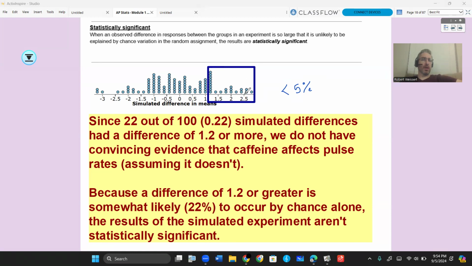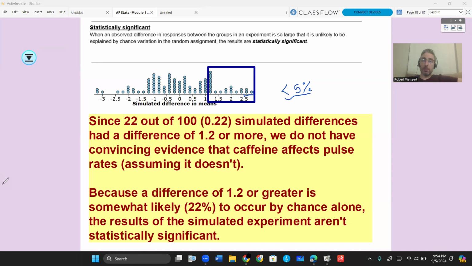2.5%, notice that there's only 3 dots that are above 2.5%. It's only 3 out of 100, which is 3%. Then I would have statistically significant results by this 5% threshold. In the case of my data, I do not. So I can't certainly say that drinking the caffeinated cola caused the increase in pulse rates based on this experiment.